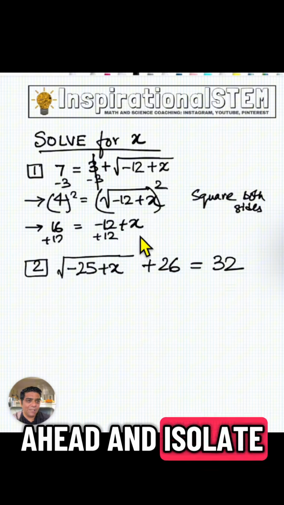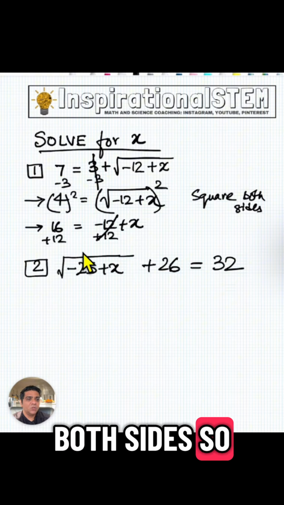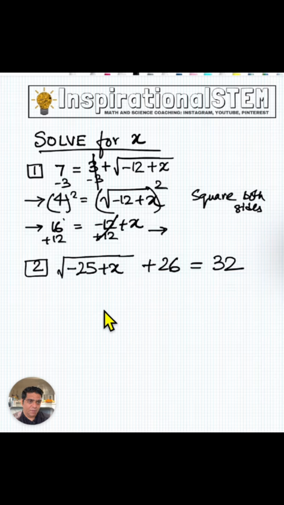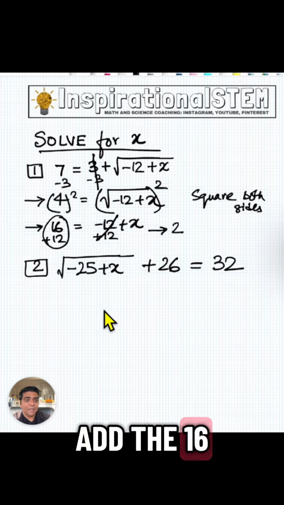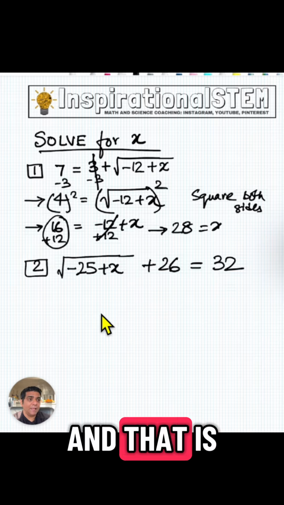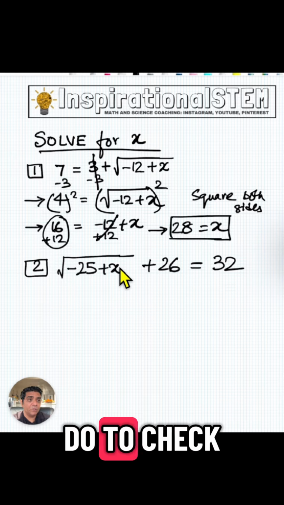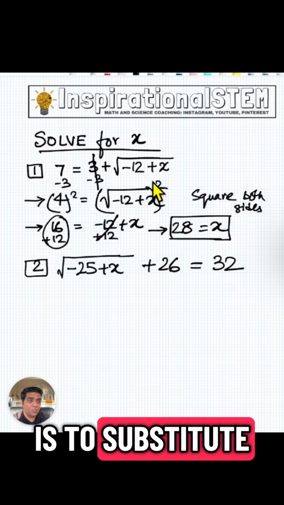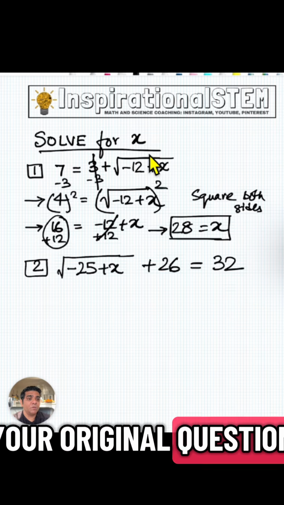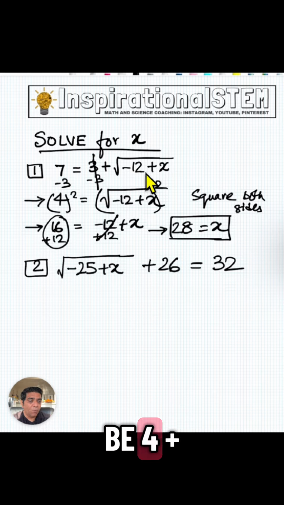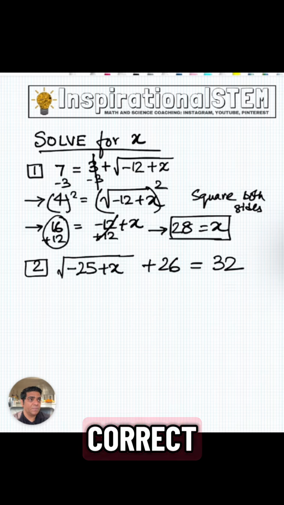Now let's go ahead and isolate the x. Add 12 on both sides. So now you get x equals, add the 16 and the 12, you get 28, and that is going to be our final answer. One last thing we can quickly do to check is to substitute that 28 in your original question, to make sure it is correct. So that would be 4 plus 3 is 7, that would be correct.